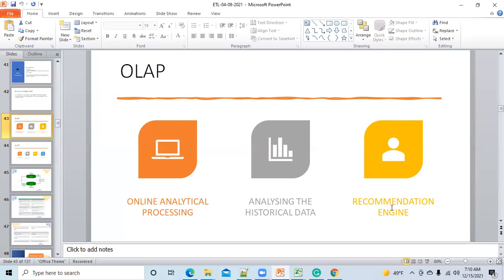Any question on OLAP? This is not over. I have a few more slides on this, but this is very high level. I've tried to explain here. Any question on this, guys? OLAP? No.